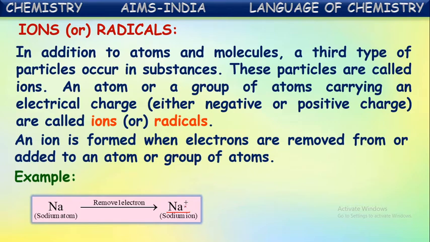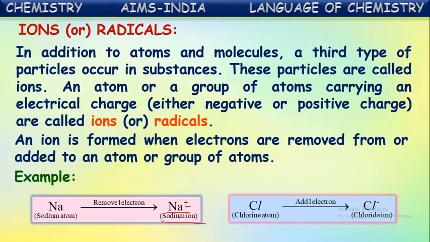So an atom with some charge, this charged particle, is now called an ion. This ion is formed by sodium, hence it is called sodium ion. So this is an ion formed by the loss of one electron. This positively charged particle formed by the loss of an electron is called an ion.